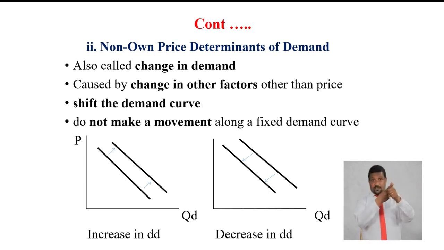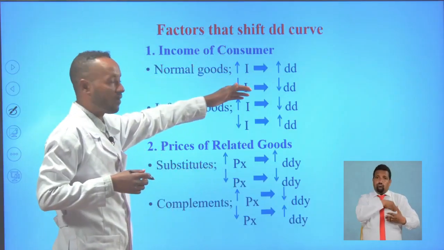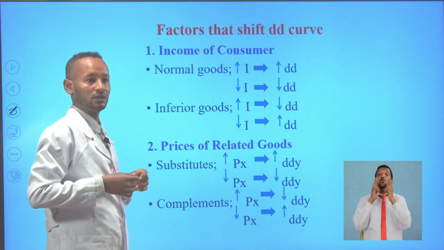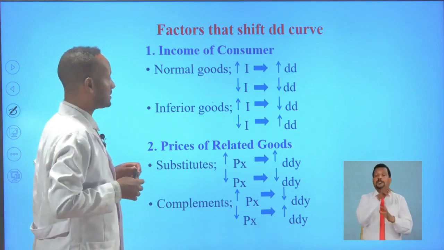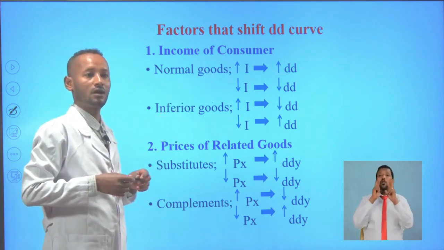First of all, in terms of income of consumers, we can classify goods into two, called normal goods and inferior goods. Normal goods are those goods whose income effect is positive. That means as the income of a consumer increases, the demand for normal goods will increase, and as the income of a consumer declines, the demand for normal goods will decline. So there is a direct relationship between changes in income and the demand for normal goods.